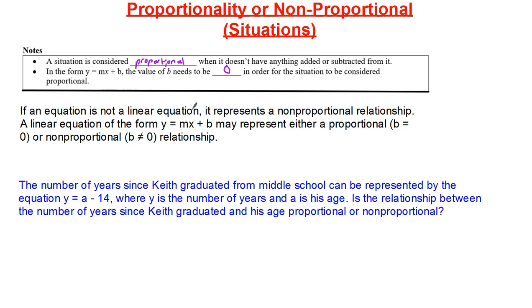A linear equation of the form y equals mx plus b may represent either a proportional relationship, where b equals 0, or a non-proportional relationship, when b is not 0. So let's take a look at this situation here.